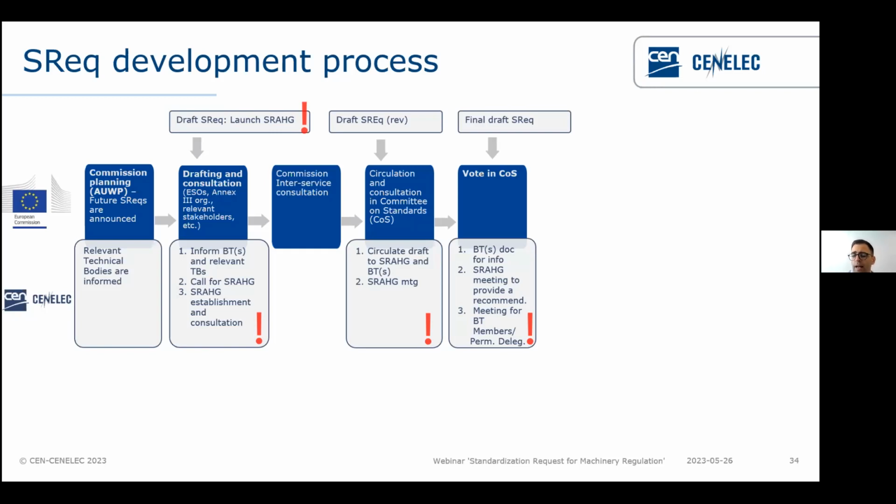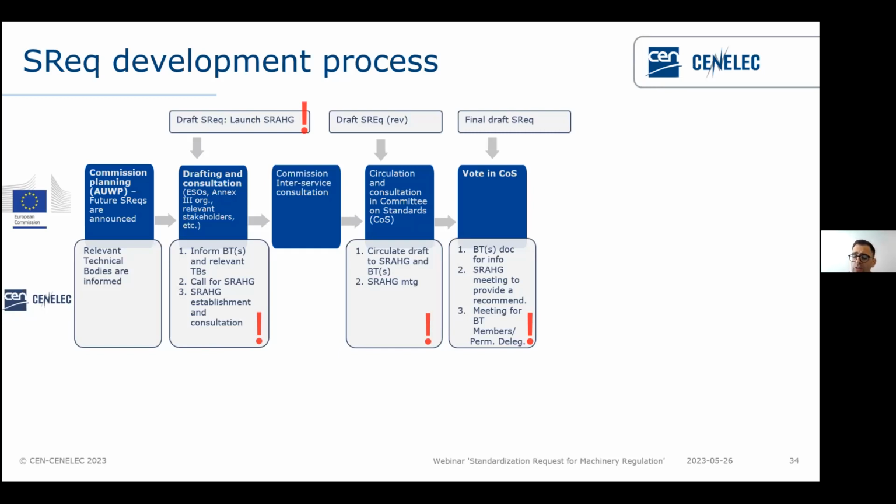And as soon as the vote in COS starts, we will inform the technical boards about the availability of the final draft standardization request. We will organize a final meeting, normally, a final meeting of the SHRAG to discuss the content of the final draft standardization request, to see if there is any critical issue, and also to provide, as I said, a recommendation to the technical board on whether the standardization request should be accepted or not.